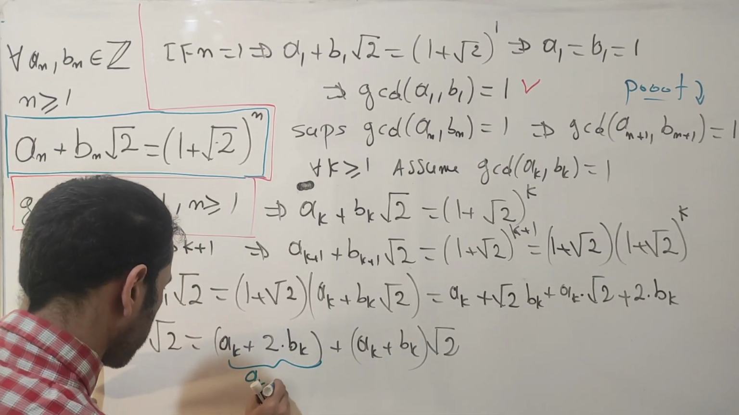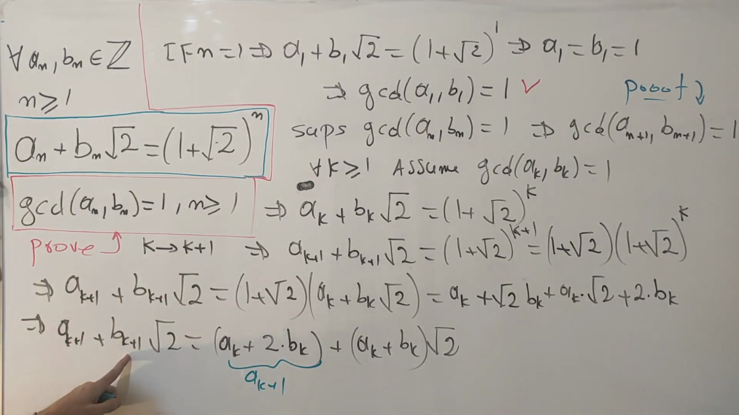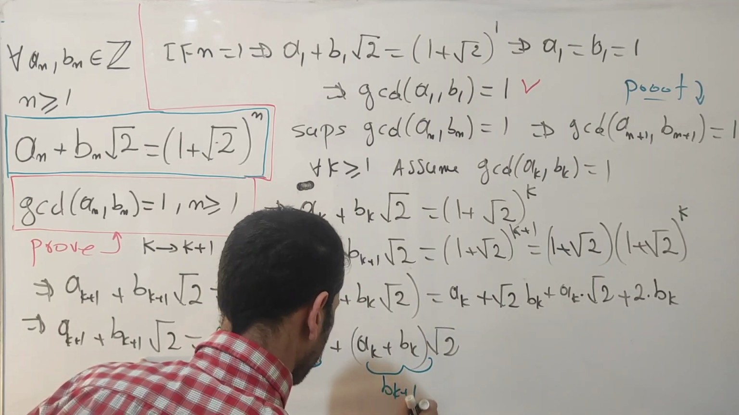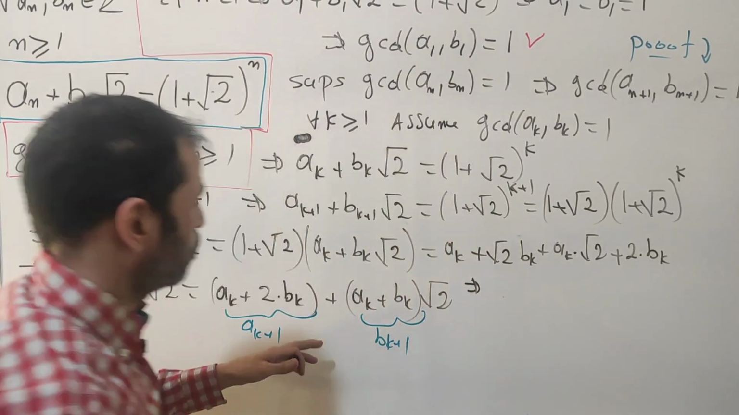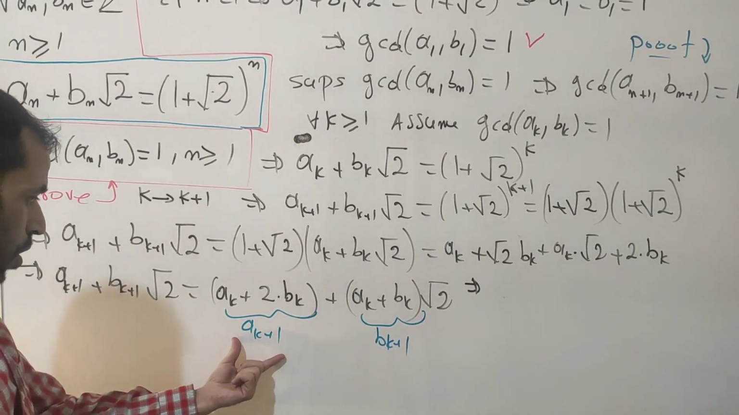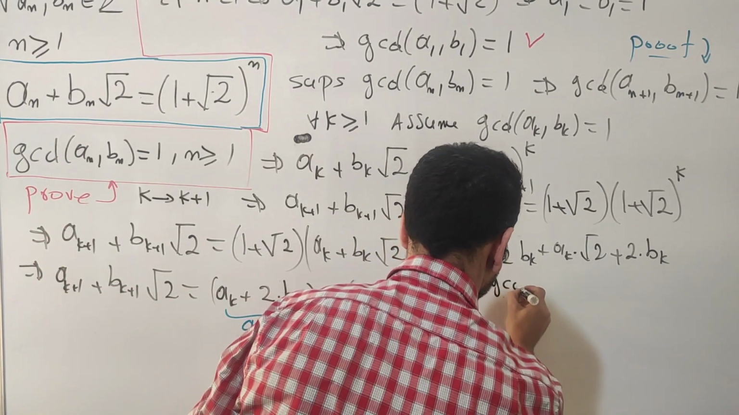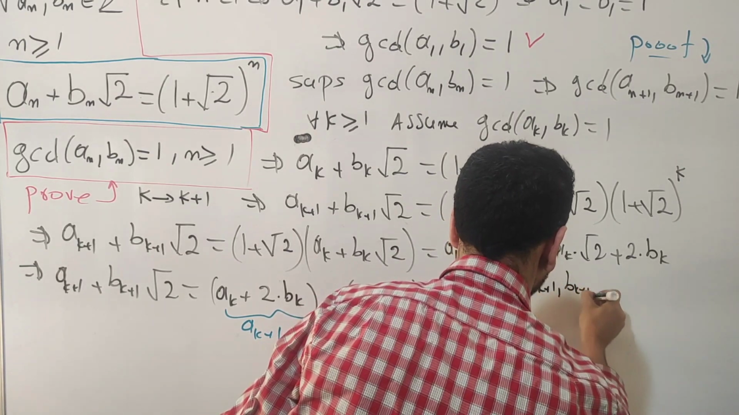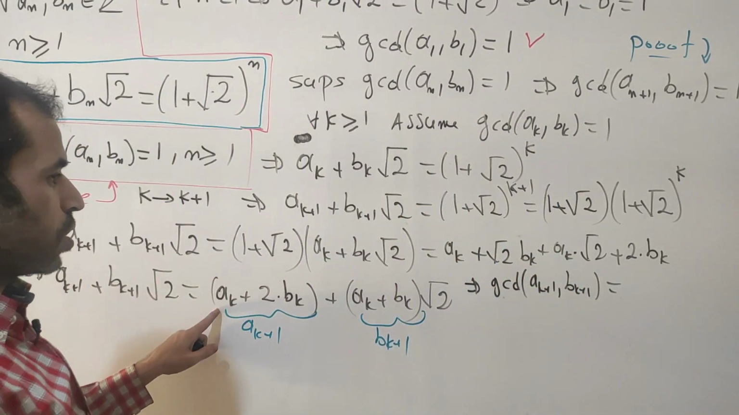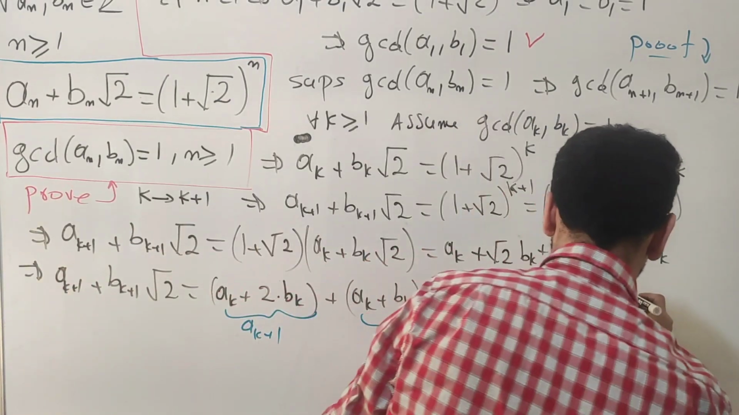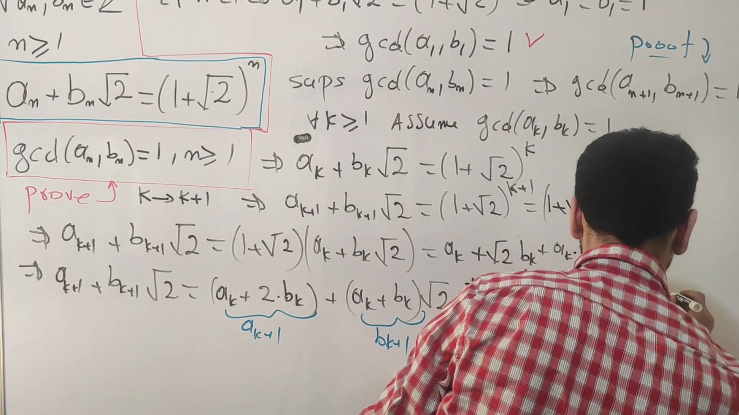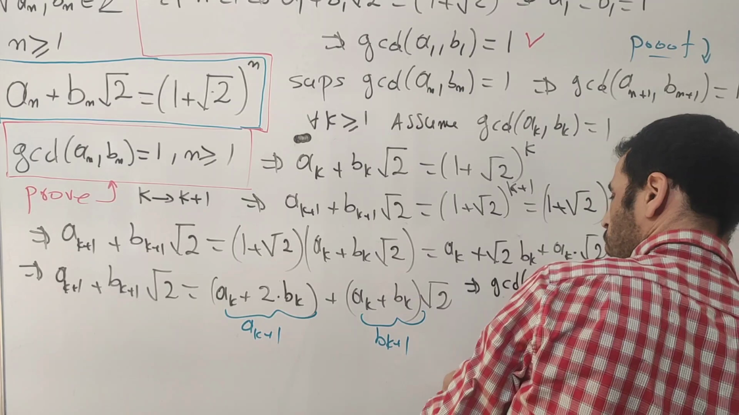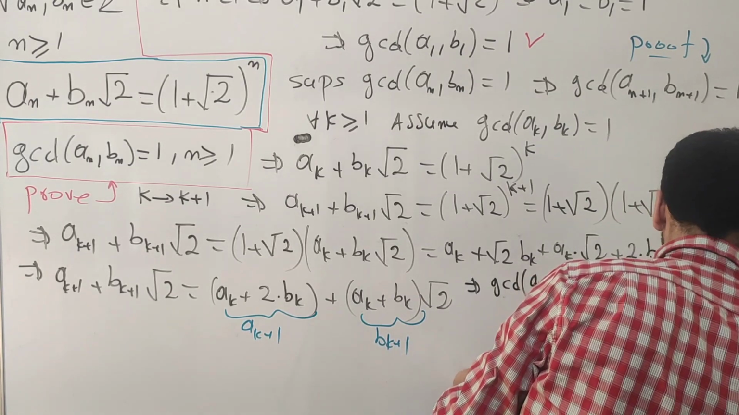with a sub k plus 1 by matching term by term. So this one will be replaced with b sub k plus 1. Okay, now we need to prove the GCD. So the GCD of these two terms, a sub k plus 1 and b sub k plus 1, is going to be replaced with this one here, which is GCD of a sub k plus 2b sub k, and the other one, which is a sub k plus b sub k.